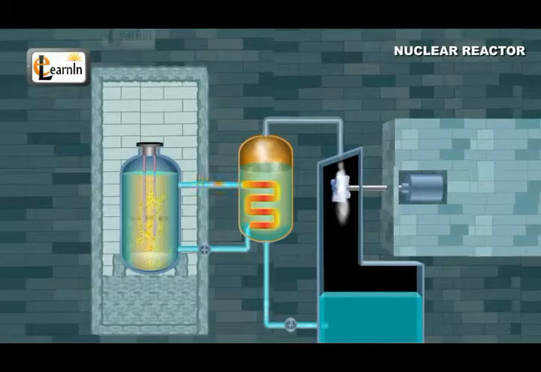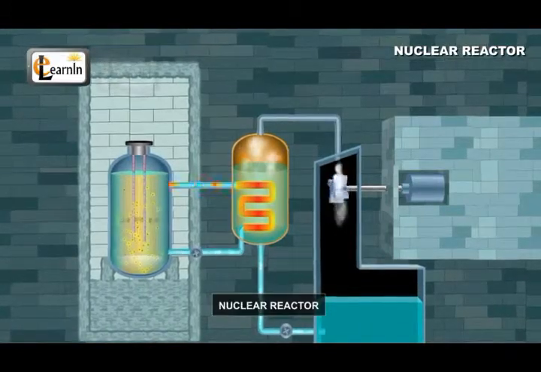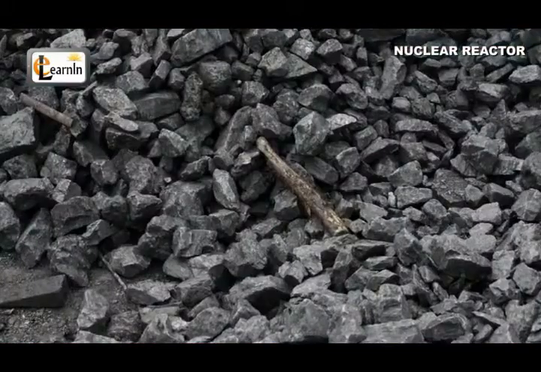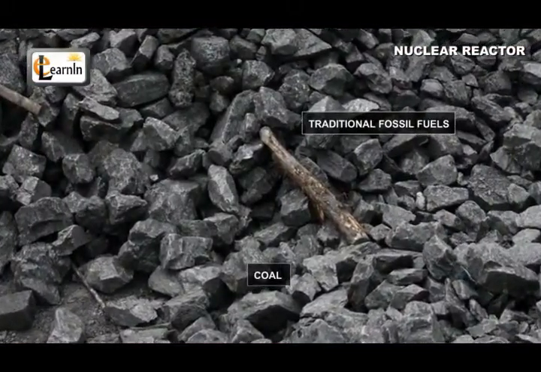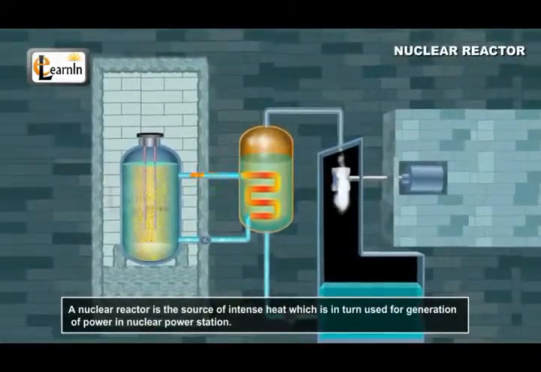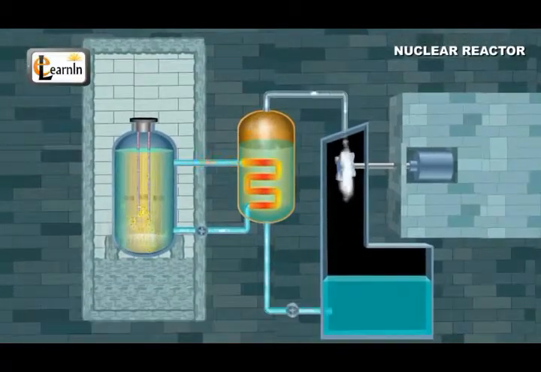Nuclear reactor. In this video, we are going to learn about the nuclear reactor. Nuclear reactors are the modern-day devices extensively used for power generation, as the traditional fossil fuels like coal are at the brink of extinction. A nuclear reactor is the source of intense heat which is in turn used for generation of power in nuclear power stations.